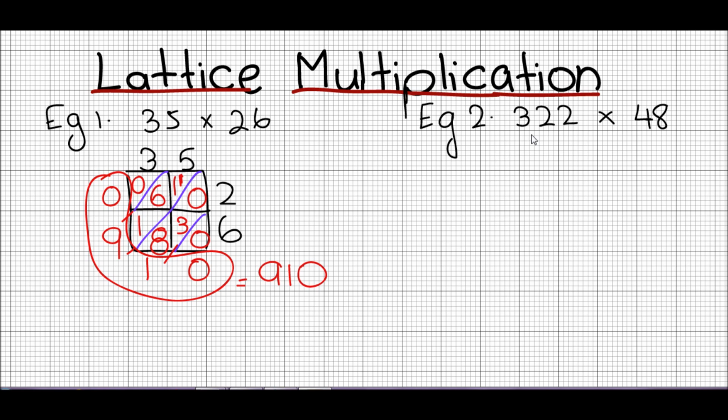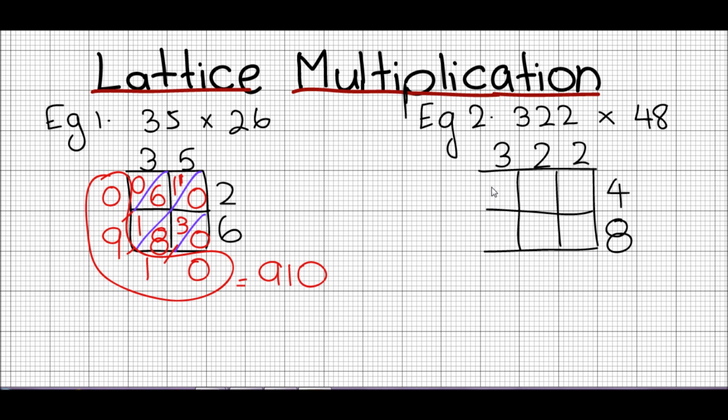Here's another example where we multiply the number 322 by 48. So let's arrange our numbers nicely first. 3, 2, 2 across like this, and 48 down like this. Let's draw our lattice carefully like this time.